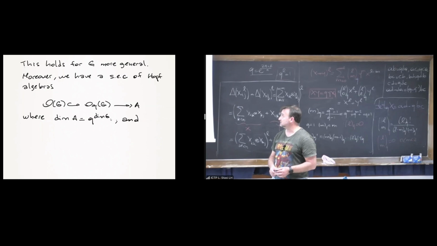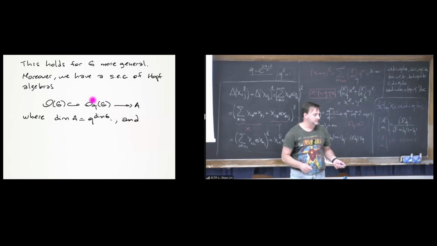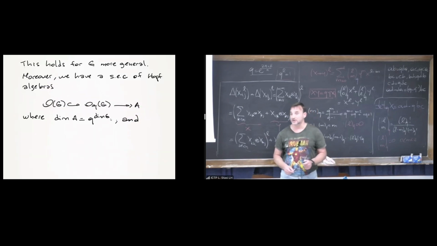And we have a short exact sequence of Hopf algebras. It is saying that the difference between our quantum thing and the classical thing is a finite dimensional thing. So anything quantum is something classical with something else that is finite dimensional. And we can control this A. More or less, the idea is that we have to understand what this A is to understand the thing in the middle.